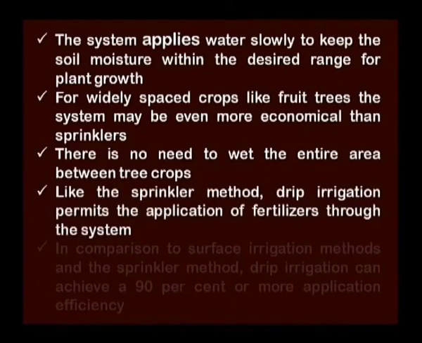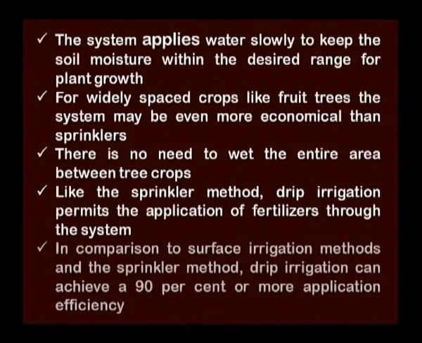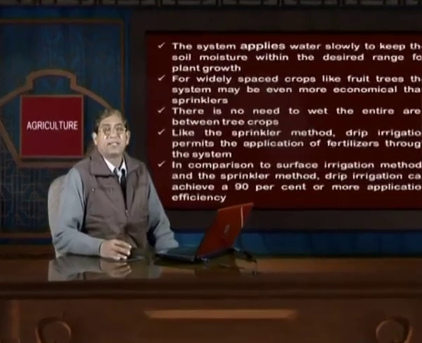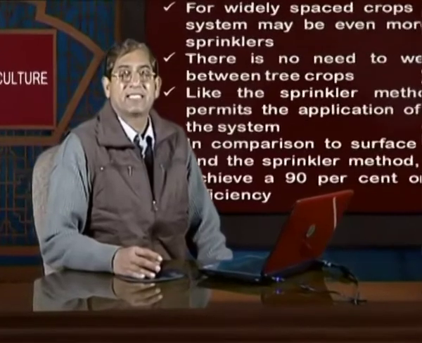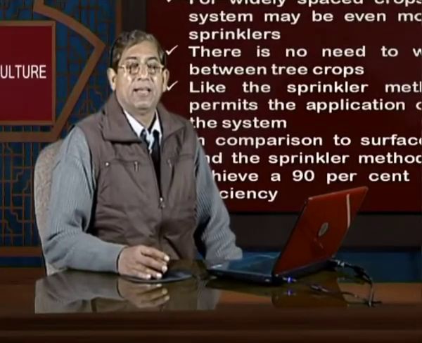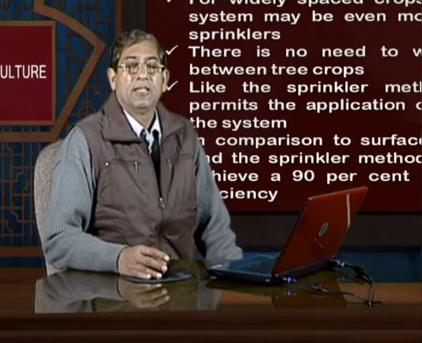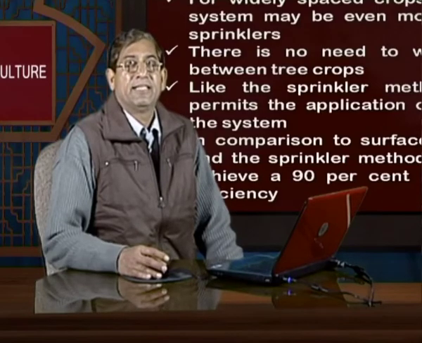Like the sprinkler method, drip irrigation permits the application of fertilizers through the system. In comparison to surface irrigation methods and the sprinkler method, drip irrigation can achieve a 90% or more application efficiency. So, in case of drip irrigation, again like sprinkler irrigation, both fertigation and irrigation may be applied, and here application efficiency is to the extent of 90%. Hence, by adopting the drip system of irrigation, maximum water use is there.